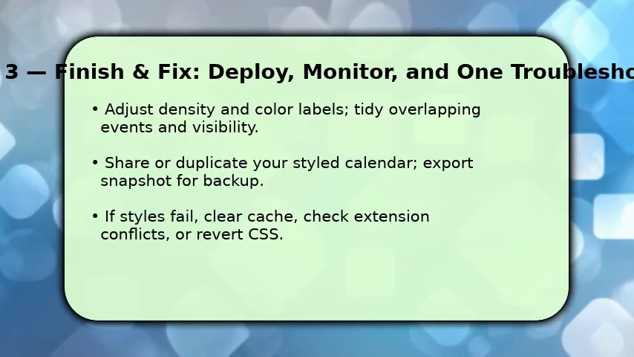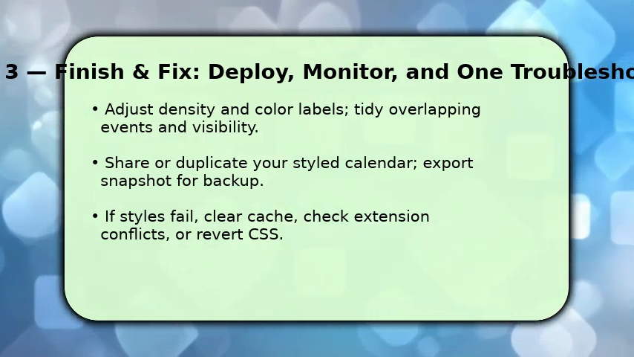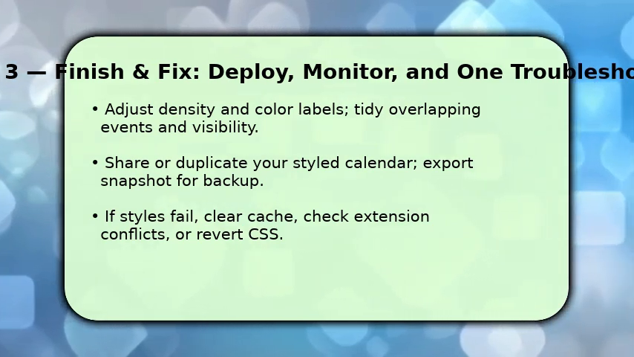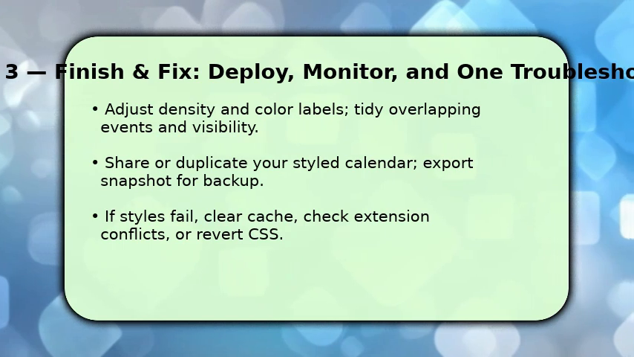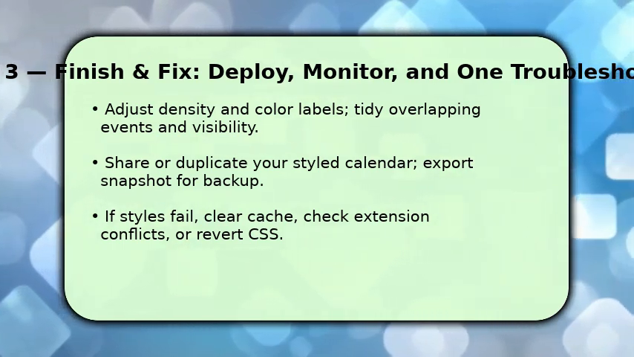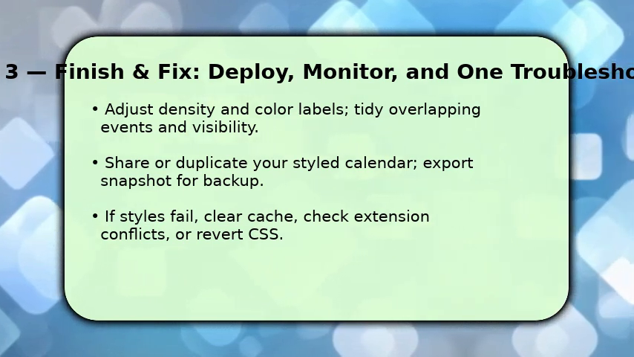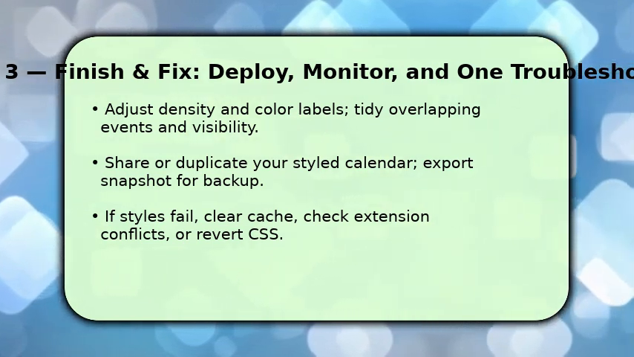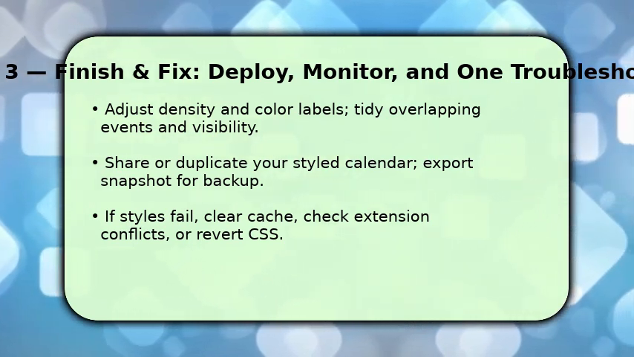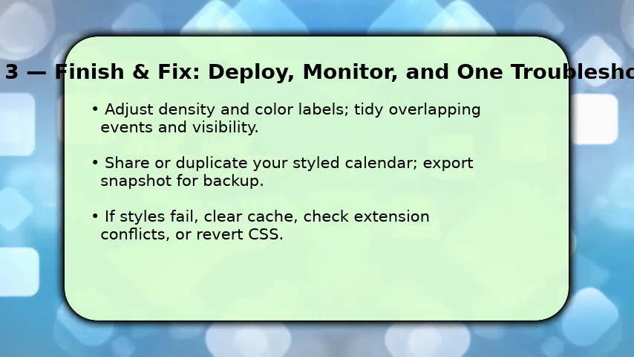Finish by polishing layout. Tweak density, compact event spacing, and rename color labels so everything reads clearly in one glance. Then share or duplicate the styled calendar as a template and export a snapshot if you want a backup before big changes. If aesthetic changes don't appear, clear your browser cache and disable other extensions to identify conflicts. If you used custom CSS, revert to the last working version. This usually resolves display issues quickly.